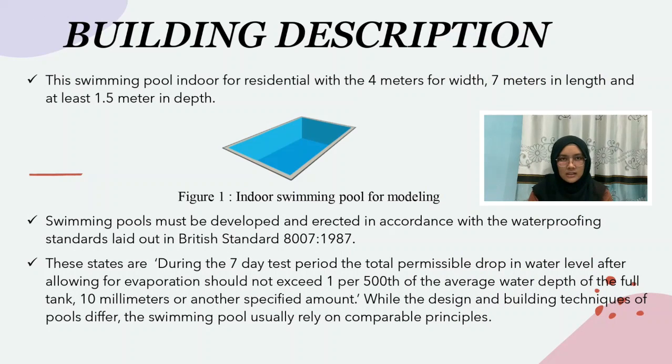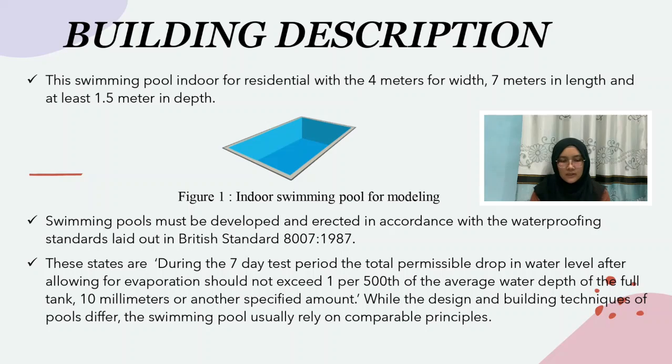Next is the building description. This is a residential swimming pool with 4 meters for width, 7 meters in length, and 1.5 meters for depth. So this is an example of an indoor swimming pool in a residential building.